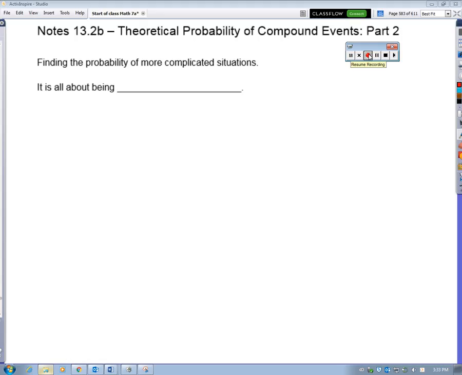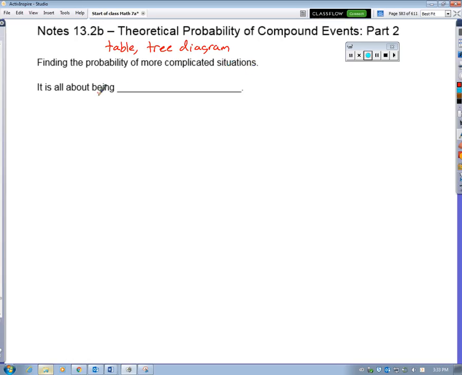Alright, my little math friends, here we are moving on to our second lesson in chapter 13. 13.b. Now we're going to be looking at theoretical probability of compound events. We calculated the last ones by using a table or a tree diagram, and you can use those. Sometimes you can't though, and we have to go with something else that we're going to talk about in this one. So finding the probability of more complicated situations, that's what we're going to look at.